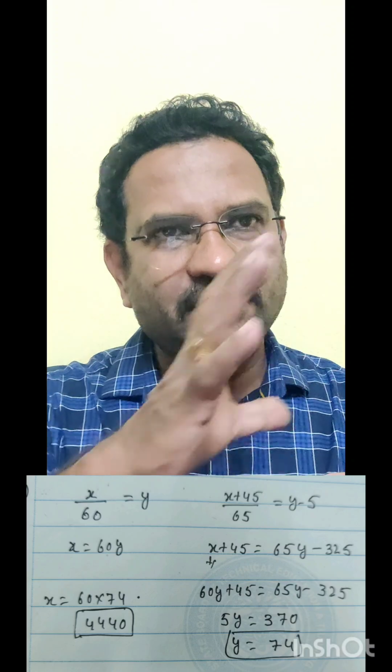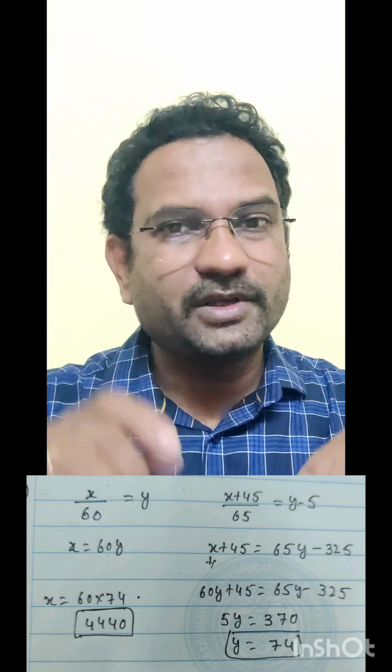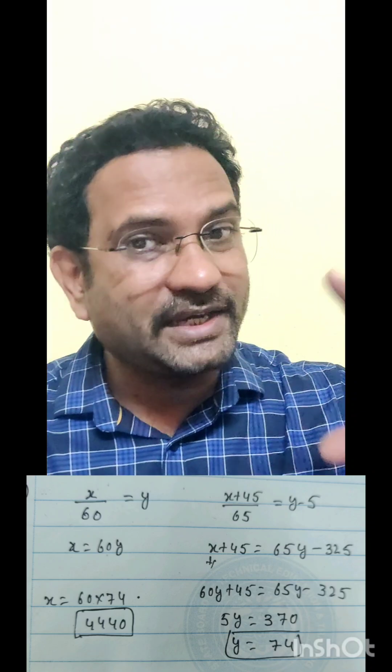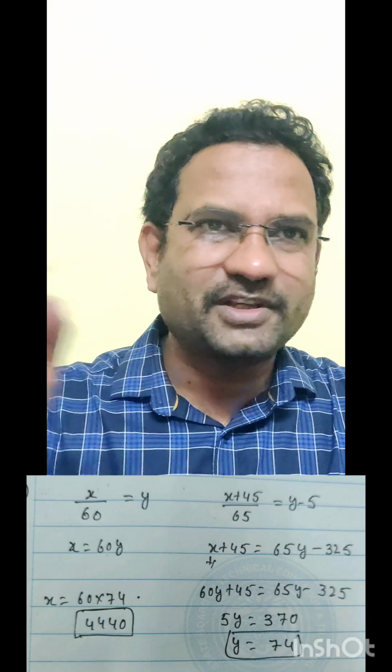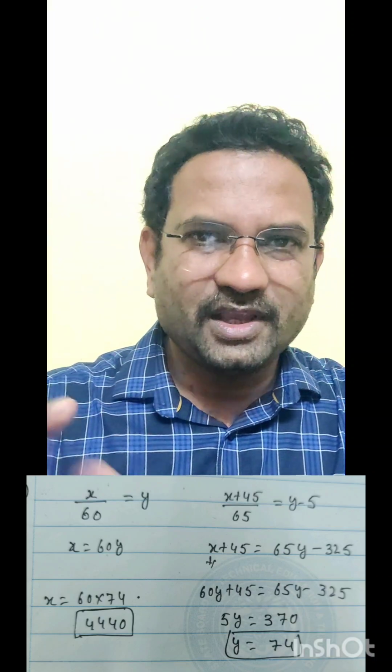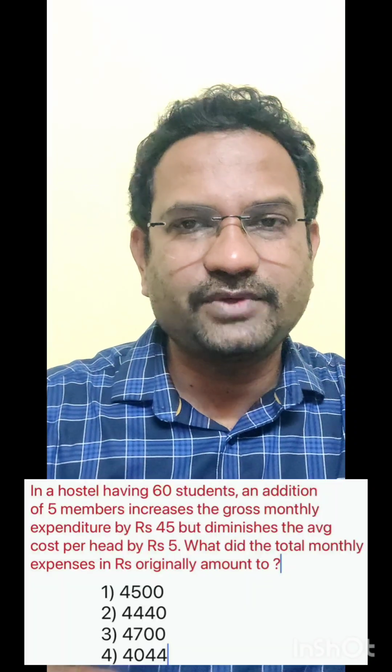Now put this Y in the initial equation. X is equal to 60Y. So X equal to 60 into 74, it becomes 4440. This is the initial amount. X is the initial amount. See, you can cross check by substituting the remaining things, right? So what is the answer? Answer B is the correct answer, 4440.